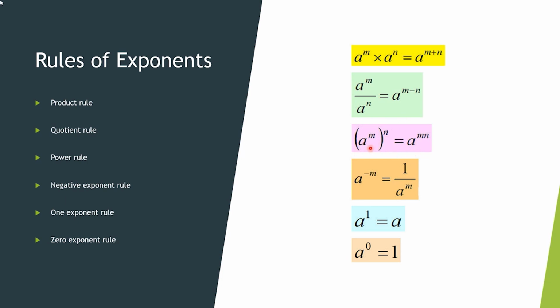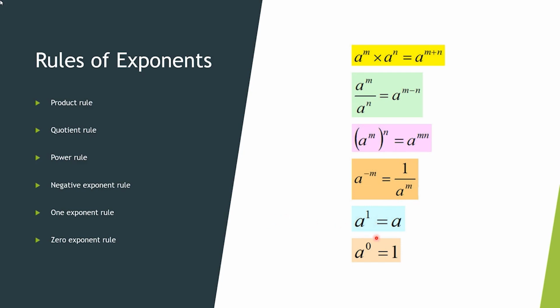Next is the power rule. So you have an exponent here, a raised to a certain power, and then that whole thing is raised to a certain power, n. And what you do with these is you multiply them together. Next is the negative exponent rule. The negative exponent rule doesn't mean it's negative, it just makes it smaller. So a raised to negative m becomes 1 over a to the m.